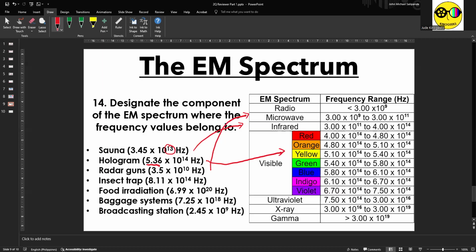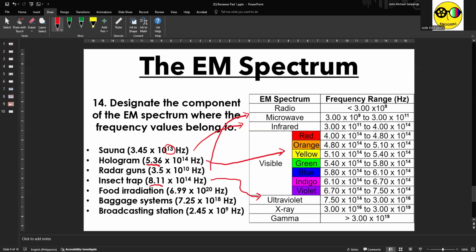Insect trap. Insect trap has a frequency of 8.11 times 10 raised to positive 14 hertz. Again, 14 covers a wide array of the electromagnetic spectrum, so you have to rely on the coefficient 8.11. That will fall onto the ultraviolet region because 8.11 is greater than 7.50.